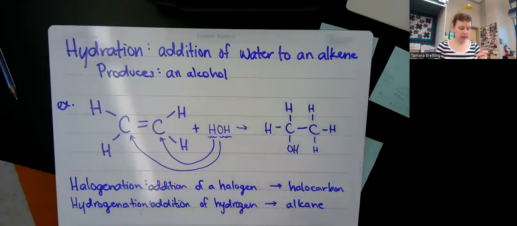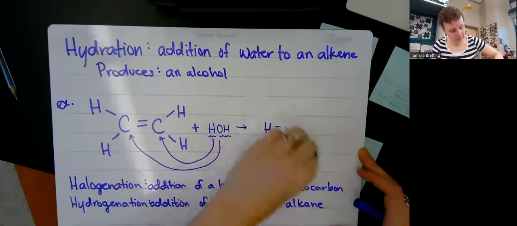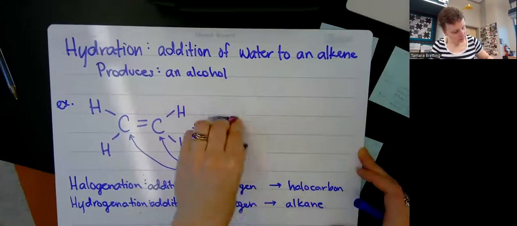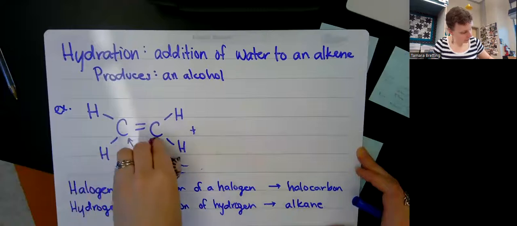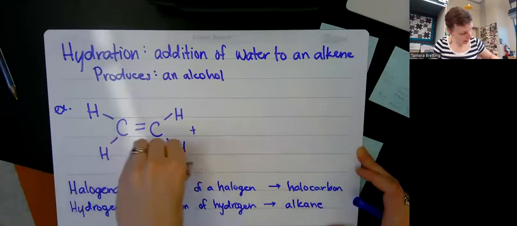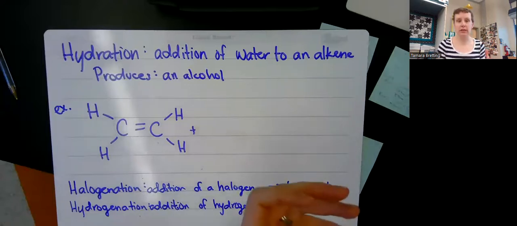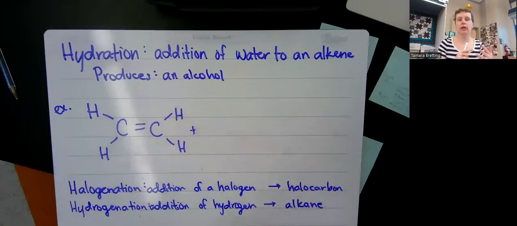Okay, so let me back this picture up just a little bit. I'm going to erase my product and my water there. Okay, just going to show a halogenation process. So hopefully we remember our halogens are group 17. So you've got fluorine, chlorine, bromine, iodine. Okay, it doesn't really matter which one you pick for the example.